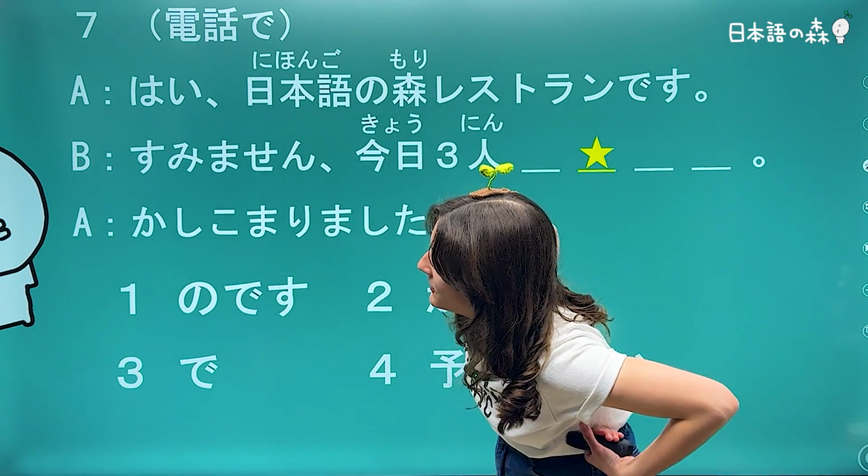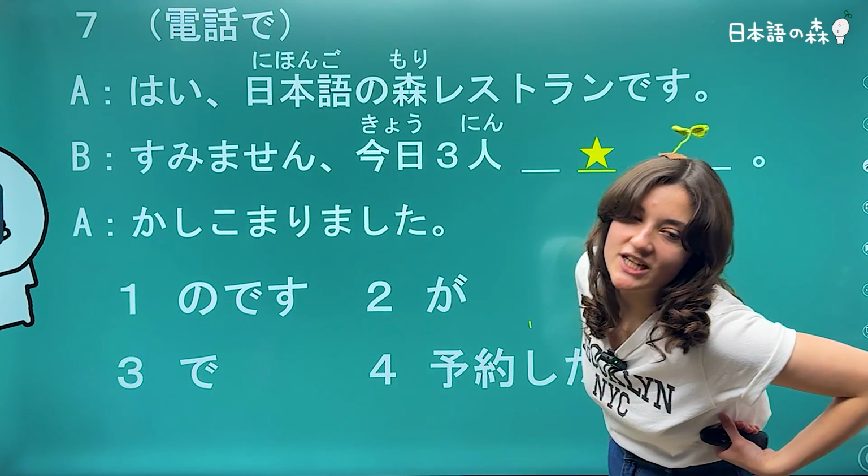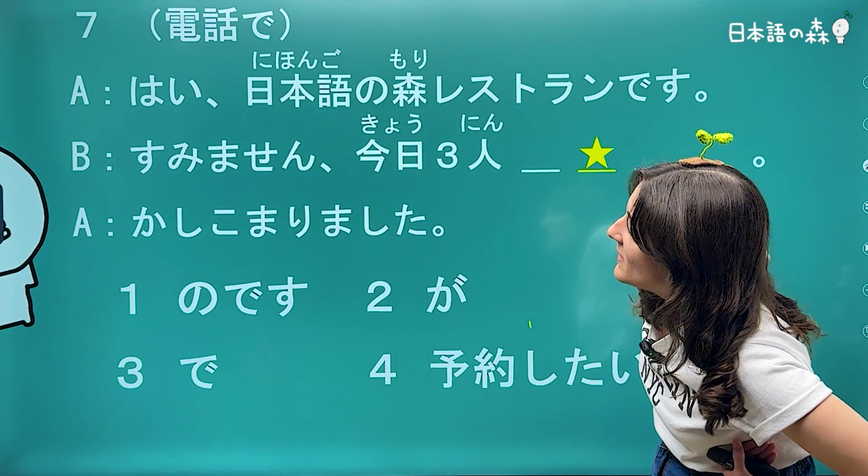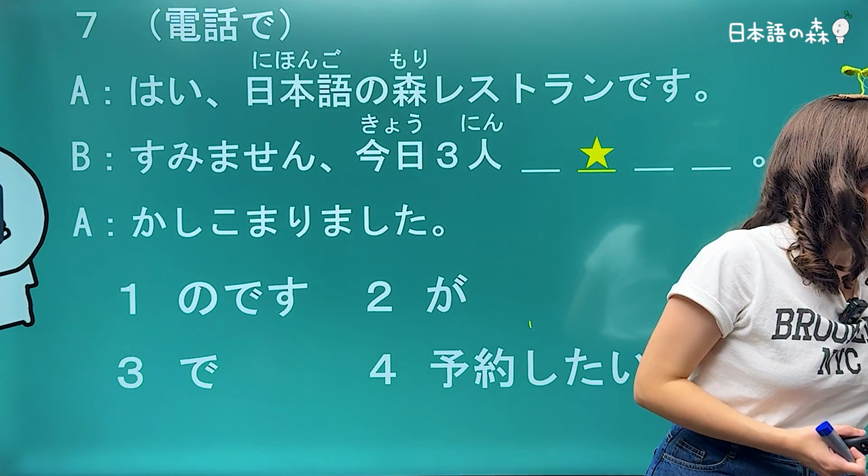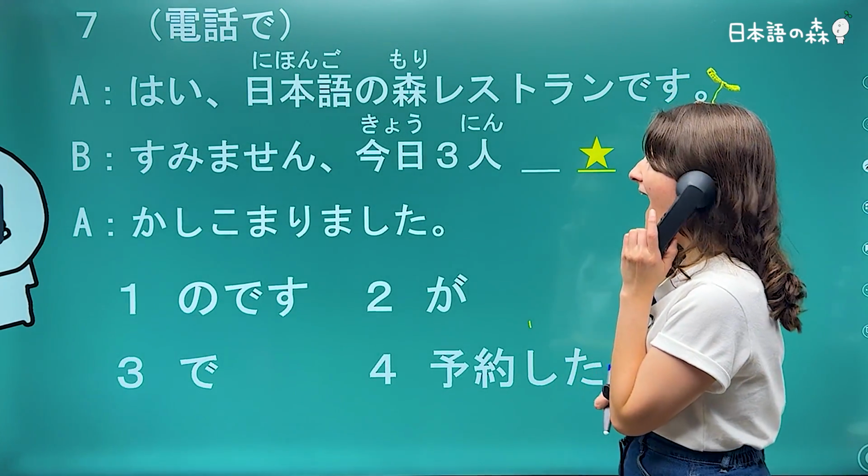All right. What do you think, Mario-kun? He's not even watching. 電話で. Oh, we're on the phone. Okay. Let me give myself an excuse to use this prop.